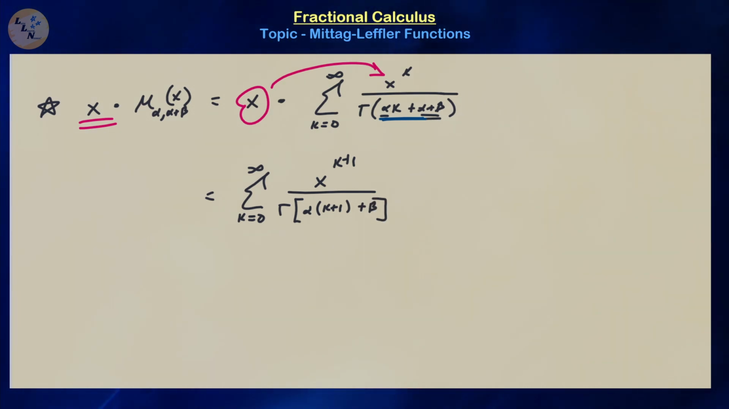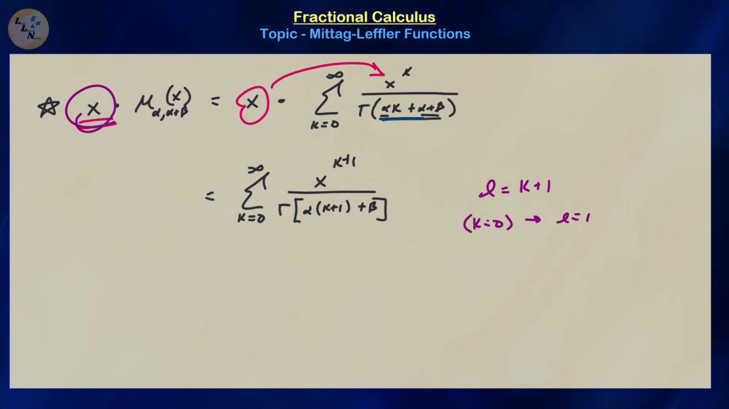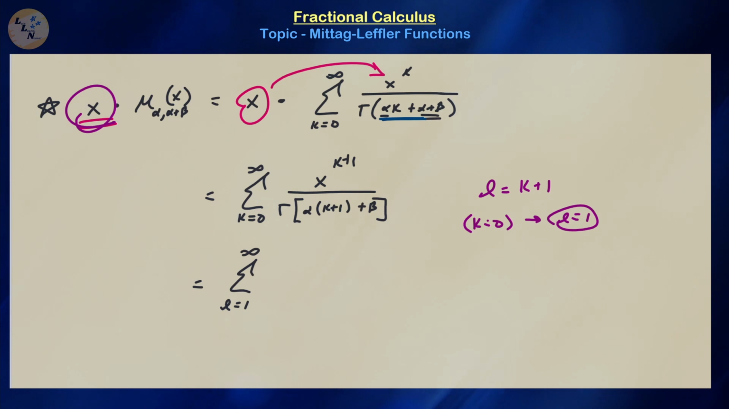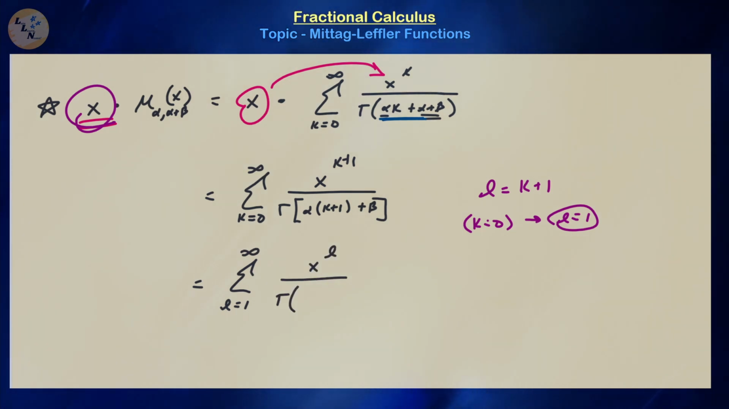Now you can see why I wanted to introduce that x value there, because now we can use a nice little substitution without much trickery. We're going to let L be equal to k plus 1. Obviously when k is equal to 0, that's going to generate L equal to 1. So we can write this series instead as the sum from L equals 1 to infinity of x to the power of L divided by gamma of alpha L plus beta.